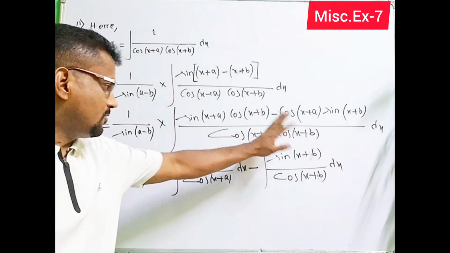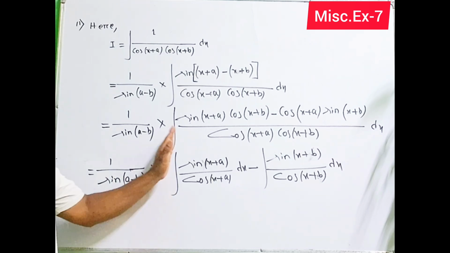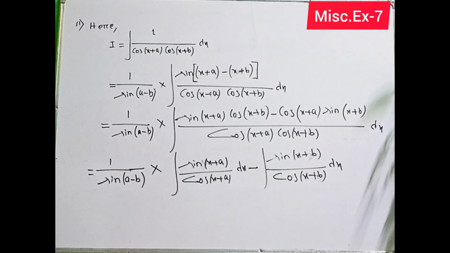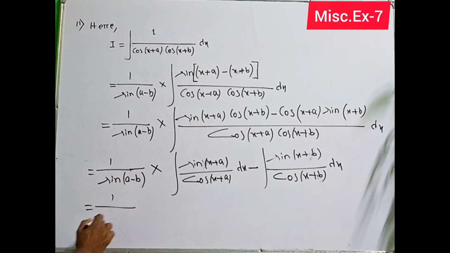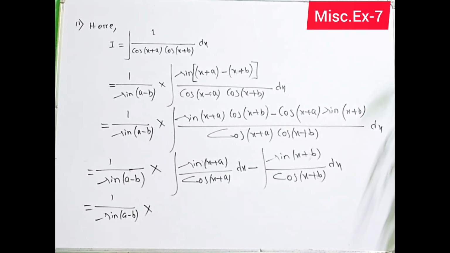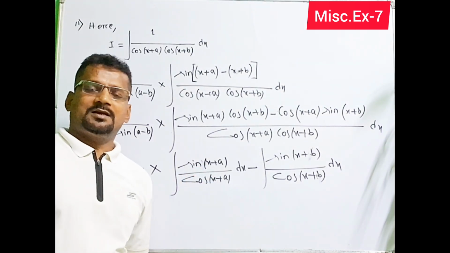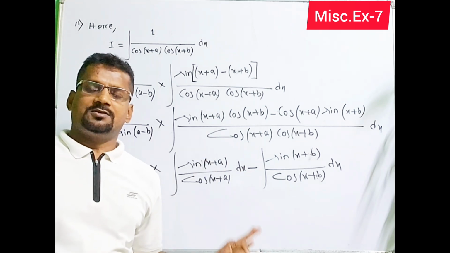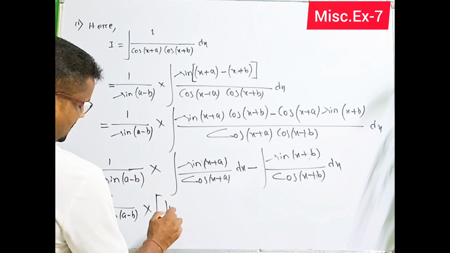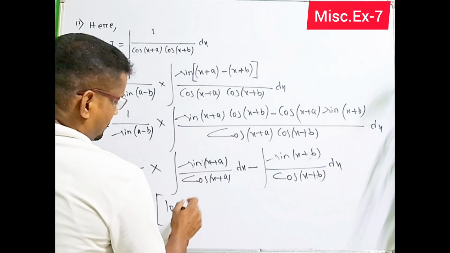We have divided, accordingly we have taken the integral term wise. Integration of this by this minus integration of this term by this. Then you see equals to 1 by sine a minus b as it is, into sine x plus a by cos x plus a is what? Tan of x plus a, and integration of tan x is your log of sec x. So let me write directly.